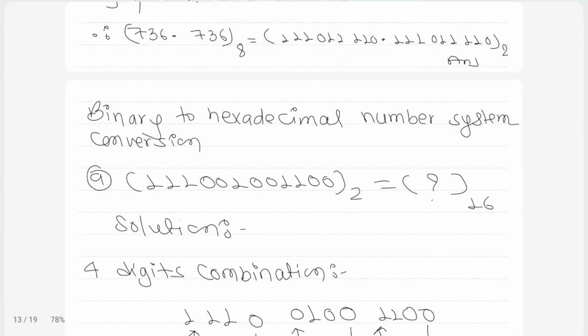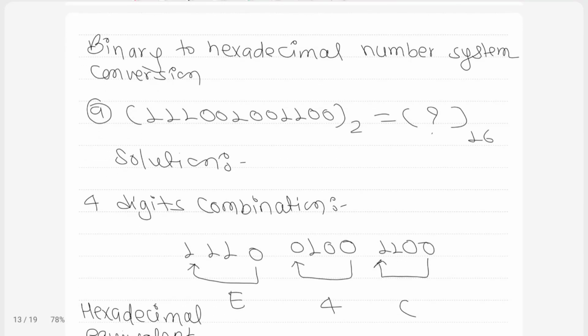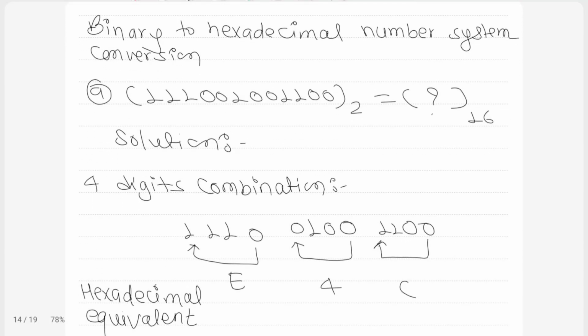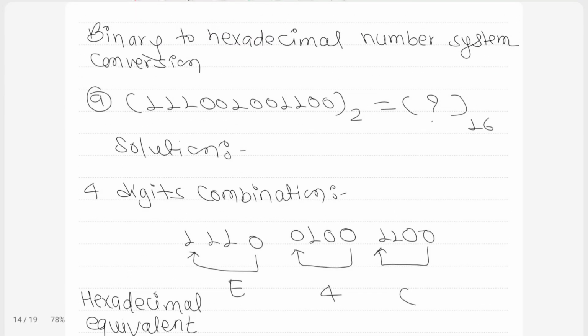So we have another conversion, binary to hexadecimal number system conversion. First of all, we take an example and clear our questions. When we have a question like this, then after we take a 4-digit combination. In octal, we take a 3-digit combination. You already know that. In hexadecimal, we take a 4-digit combination. When we take a 4-digit combination, we take from the left like this.